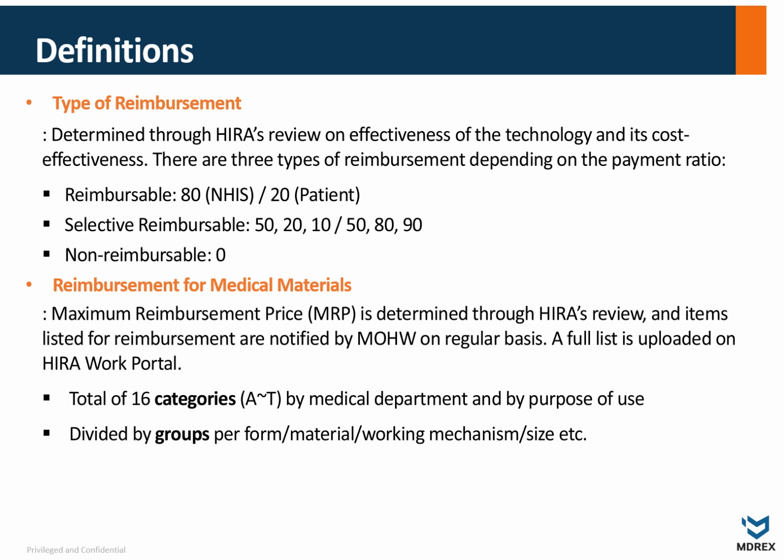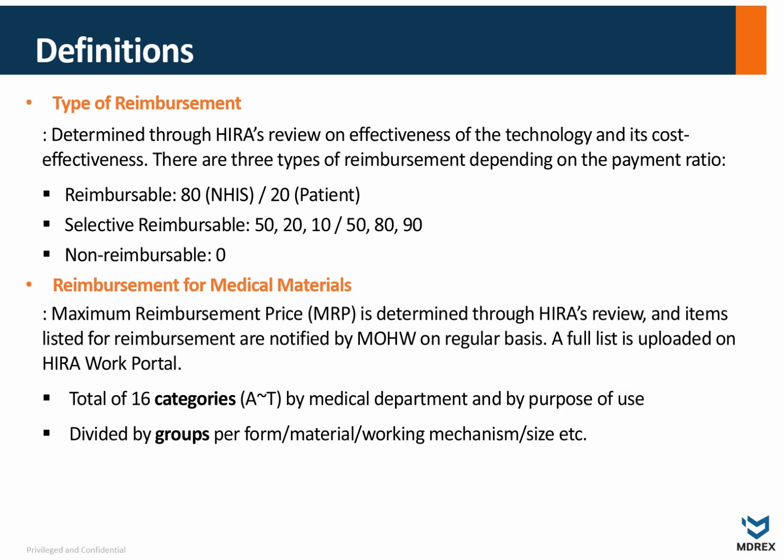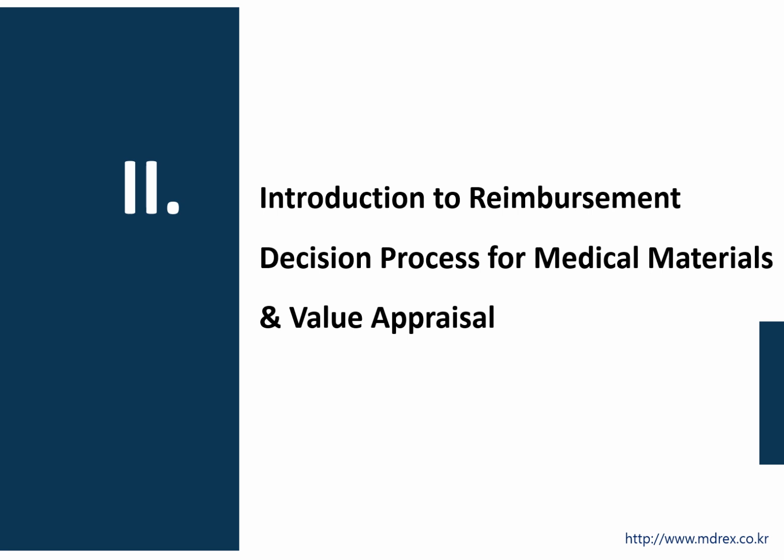When the reimbursement decision is finalized and approved by MOHW, it is announced and notified on a regular basis like this Excel file. The listing structure consists of 16 categories by medical department and purpose of use, each divided by groups per form, materials, working mechanism, size, etc. Now let's move to the next part.